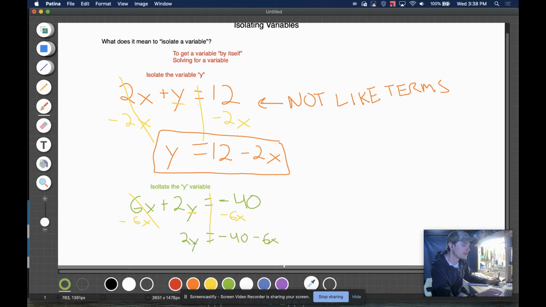Now we have to get rid of this 2. How would you get rid of this 2? Well, it's being multiplied, so the opposite of multiplication is we're going to divide. You're going to divide here, divide here, and divide here. 2 divided by 2 cancels out, so you're left with y equals negative 40 divided by 2 is negative 20, and then negative 6 divided by 2 is negative 3x. So there's the first part of this. Go ahead and see if you can do that check for understanding.